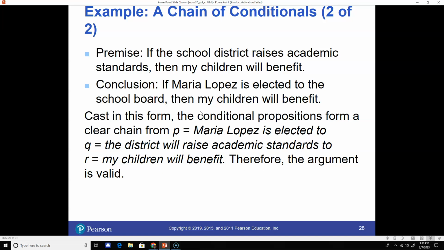If you just state it in the conclusive form without the academic standards, you might not see why. So that's why it's more interesting to see the chain of conditionals. We still have the valid argument based on the chain of P implying Q and then Q implying R. Hence, P implies R. So we were basically rewriting the sentences, cutting out the Q statement.